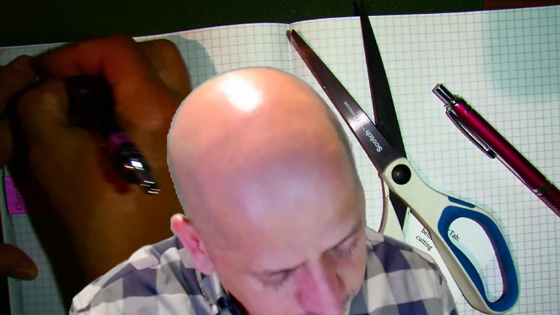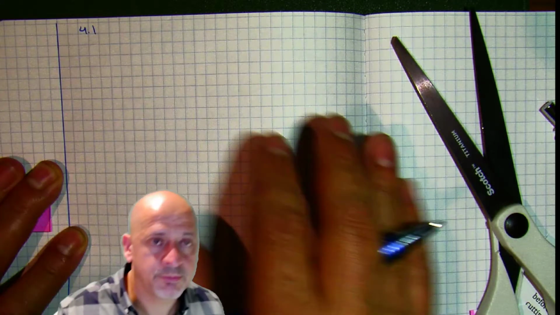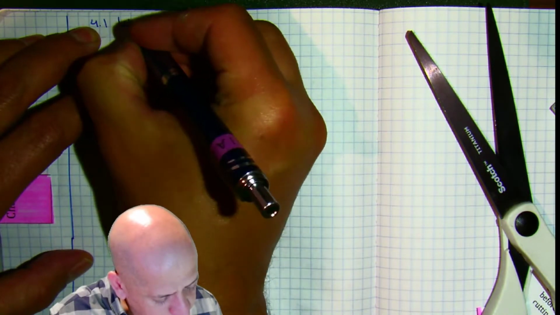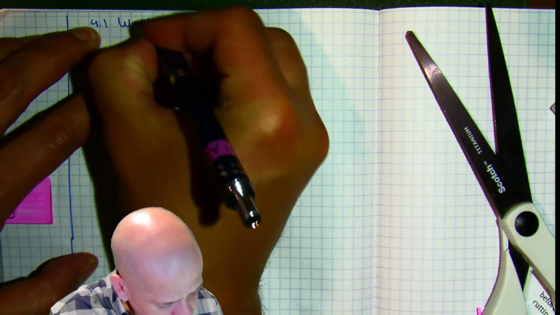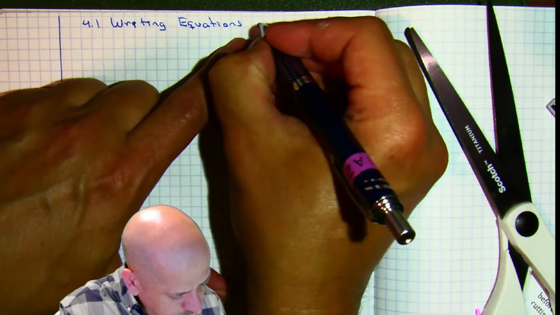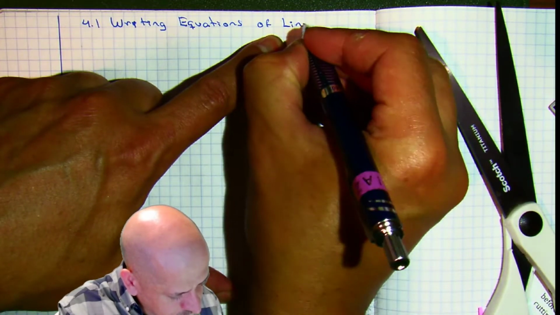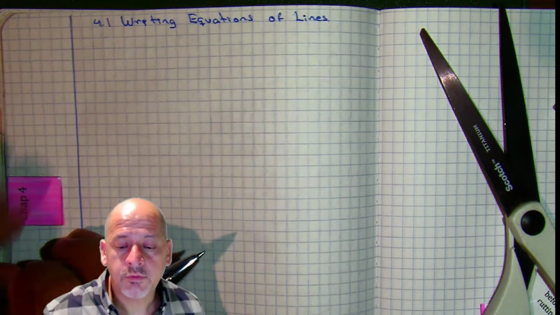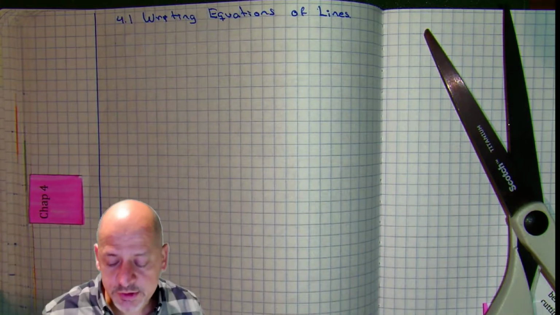So we have 4.1, Writing equations of lines. So I'm going to zoom in, and then I'll get out of your way. That might make it easier. So writing equations of lines. So today we are going to cover a very easy lesson. Now, the lines that we're going to write are going to be in slope-intercept form.